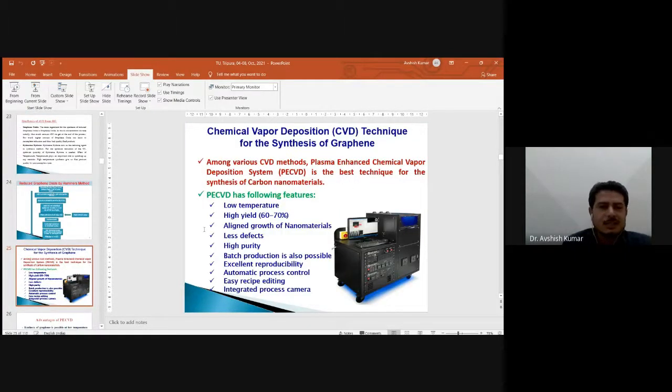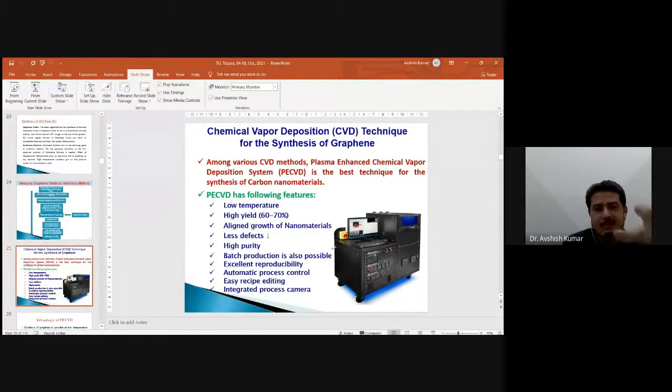Yes, I just want to discuss a little bit about this CVD technique. Chemical vapor deposition techniques for the synthesis of graphene, it is a very versatile instrument we have at JMI lab. Among various CVD methods, PECVD is the best technique for the synthesis of carbon nanomaterials, where you will use plasmatic energy for the decomposition of your source gas. And as the source gas, it is basically methane gas which we are using. So it has the following features. You can do the synthesis at low temperature. You will get a high yield in comparison to thermal CVD, which means around 70% yield you can get with this instrument. Aligned growth of nanomaterials.